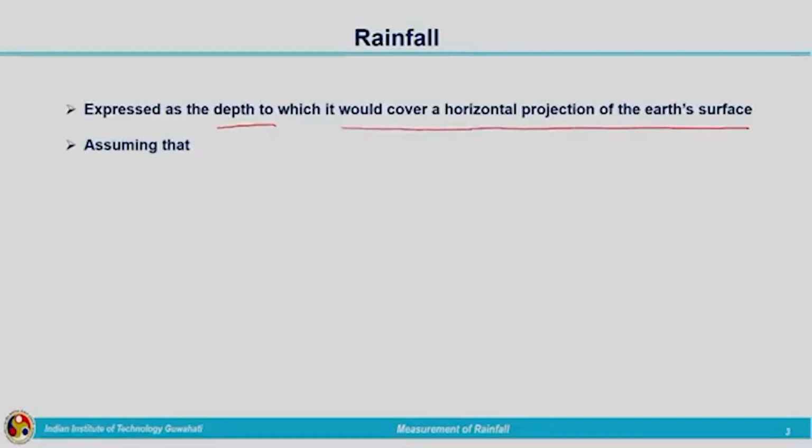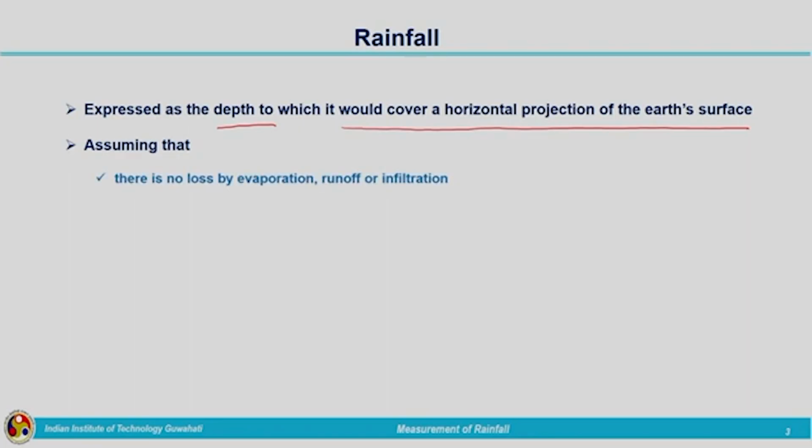IMD is reporting a rainfall of 10 centimeter. So, that 10 centimeter of rainfall is the depth of rainfall on the horizontal surface, that is the projected area of earth without considering the curvature. So, rainfall will be expressed in terms of units of depth.